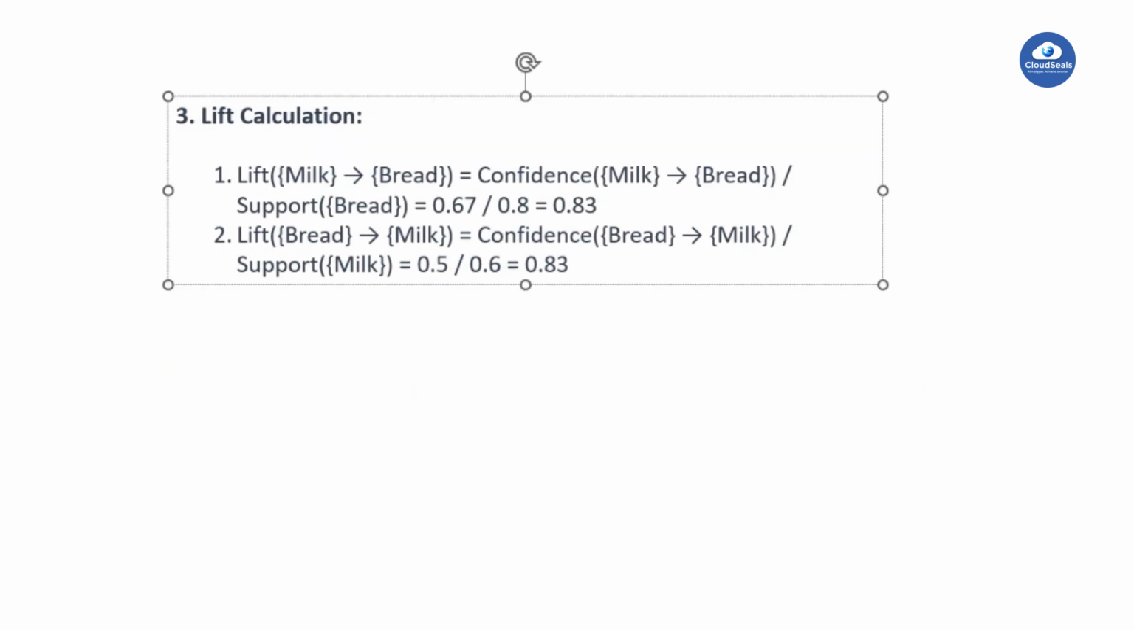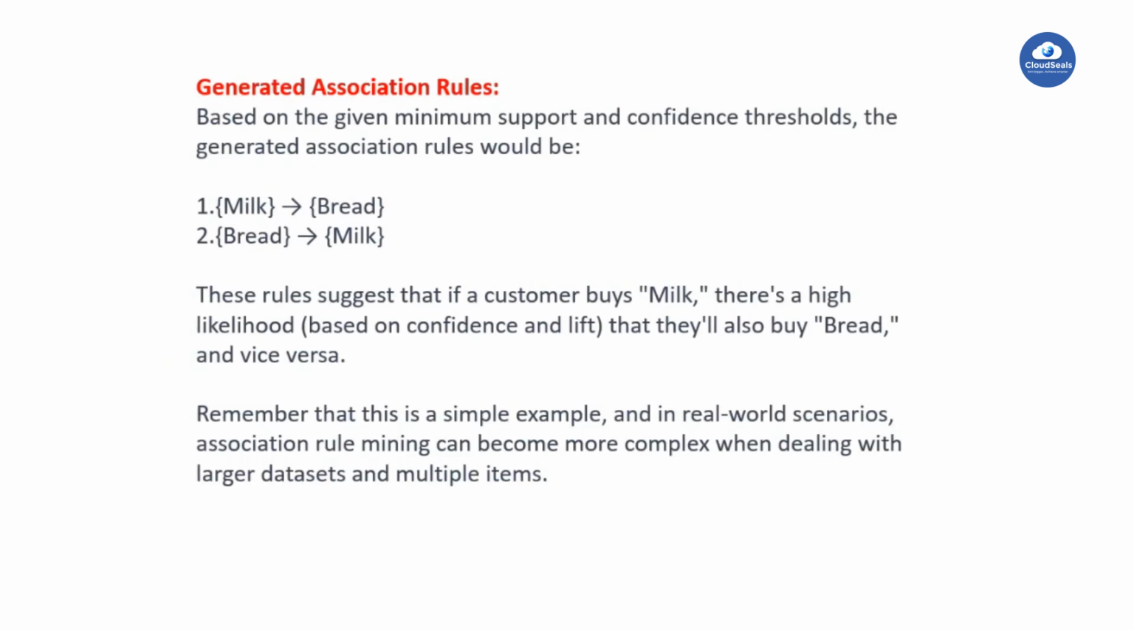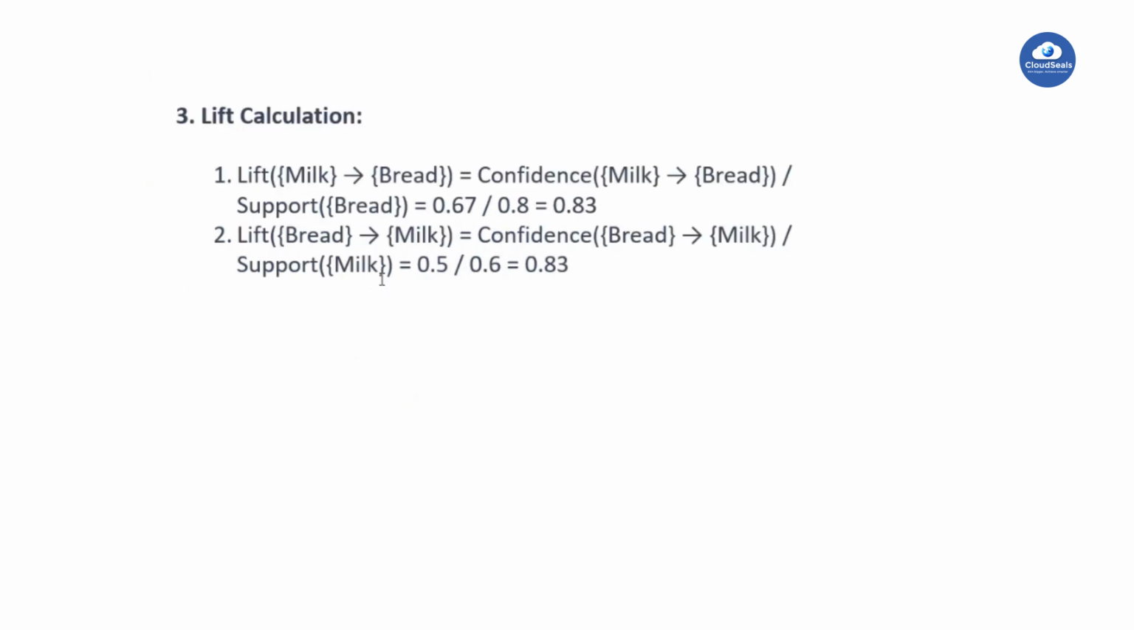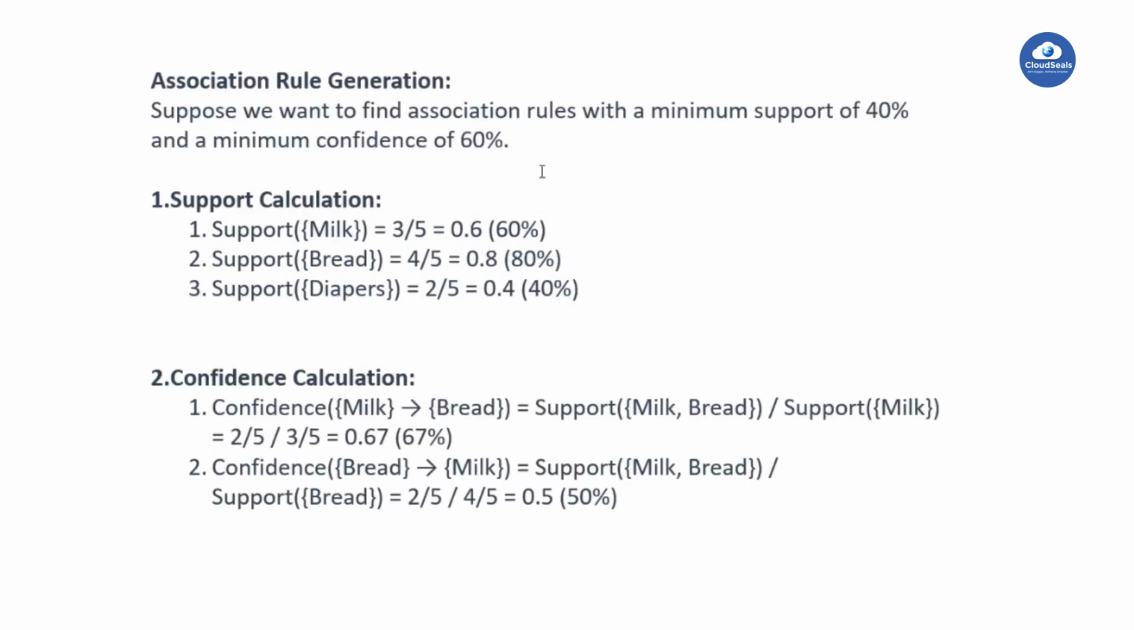Here we have taken the same milk to bread, bread to milk. Let's see confidence. Confidence of milk to bread is high compared to bread to milk. So based on the confidence, if we select association rules, it might make sense. Let's come to the lift. It gives the same lift for milk to bread and bread to milk. That's why we will consider only minimum support and minimum confidence as the threshold values. That's why I did not talk that much about the lift.